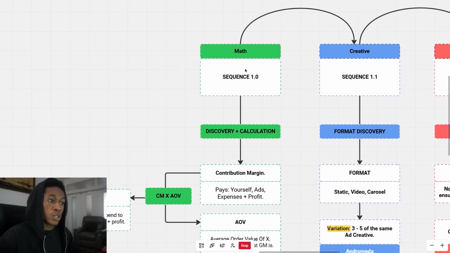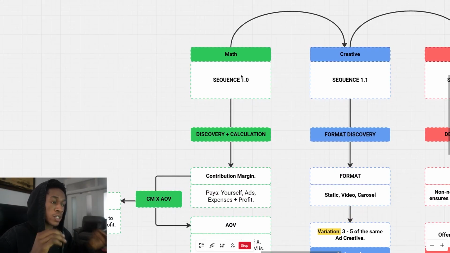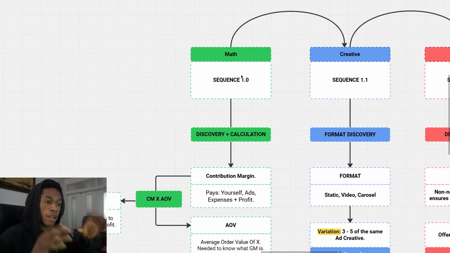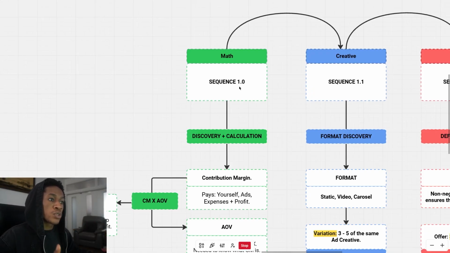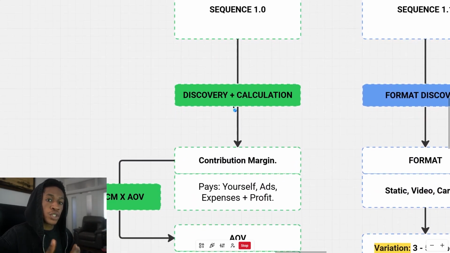The first thing we have to look at is math, and this is the first sequence, because every system, every single thing, follows a sequence. It follows a trajectory. It's all kind of linear. So the first sequence we look at, the first step we take, is math. During this phase, we do some discovery and calculation.